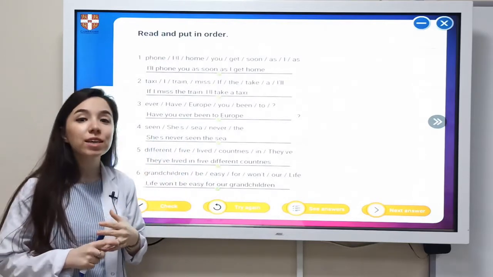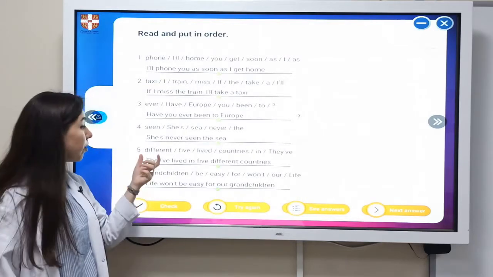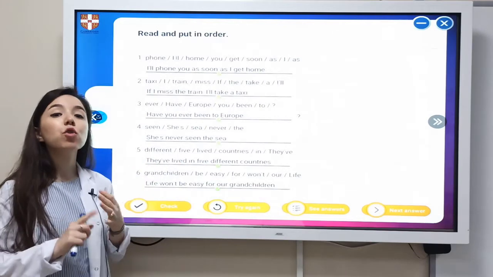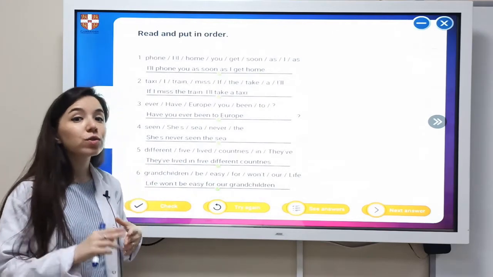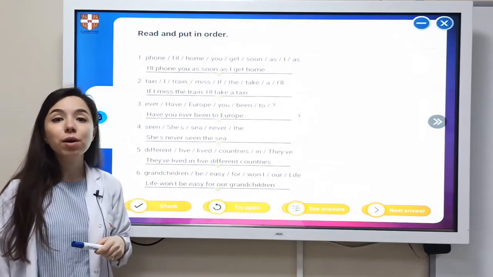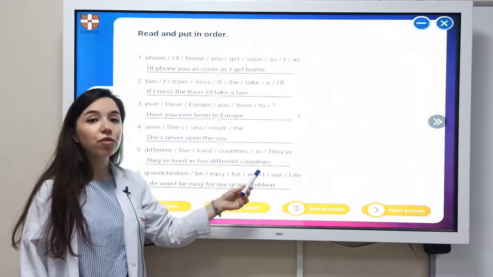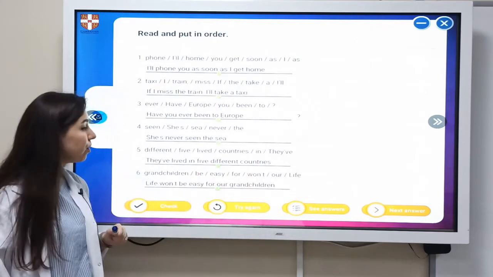Because for she, he, it we use has in our sentences plus past participle form of the verb. But here we use have because for I, you, we, they we use have plus past participle. Lived is past participle form of live. Yes, so we say they have lived in 5 different countries.